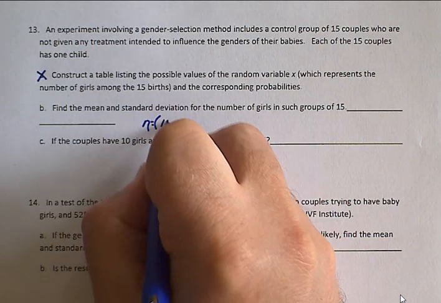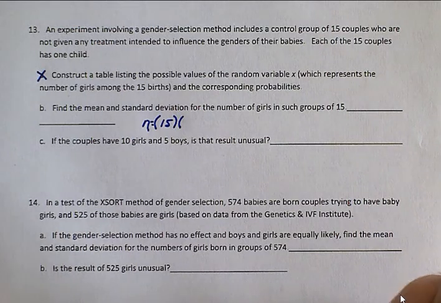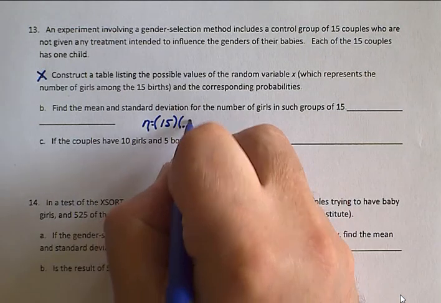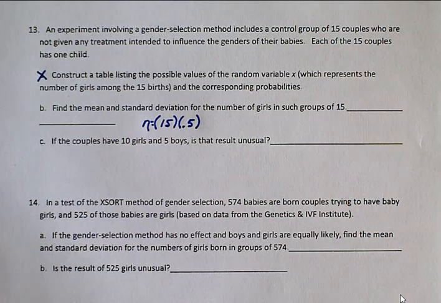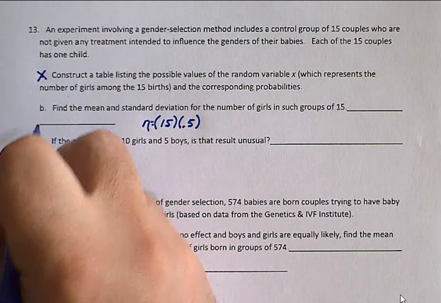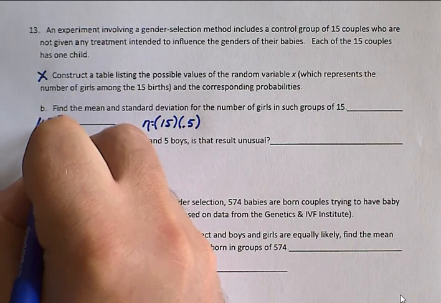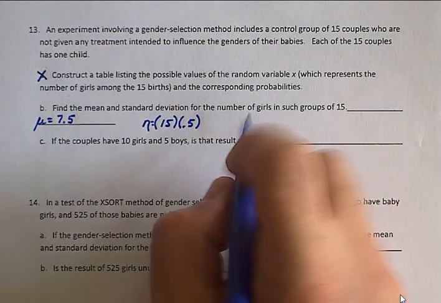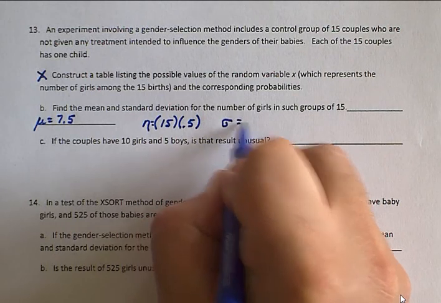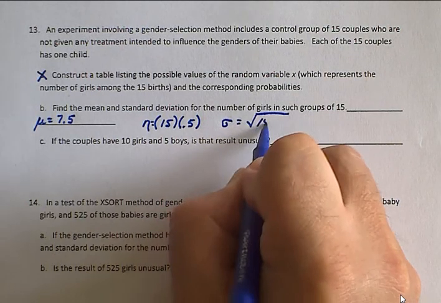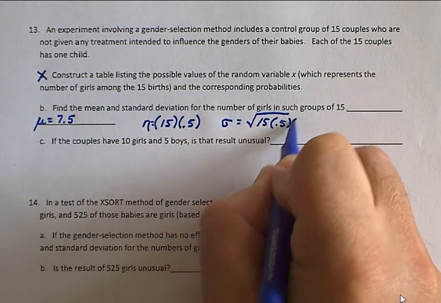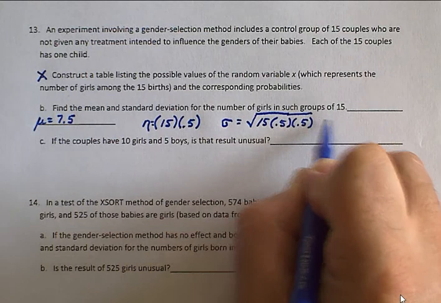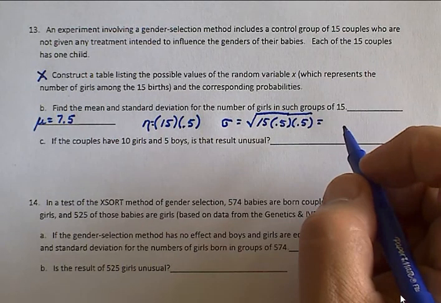And P, so we're looking at either boys or girls, so equal chances of both. So multiplying there, 15 times 0.5 means mu is 7.5. The standard deviation is the square root of 15 times 0.5 times 0.5 again, and I get a value of 1.9.